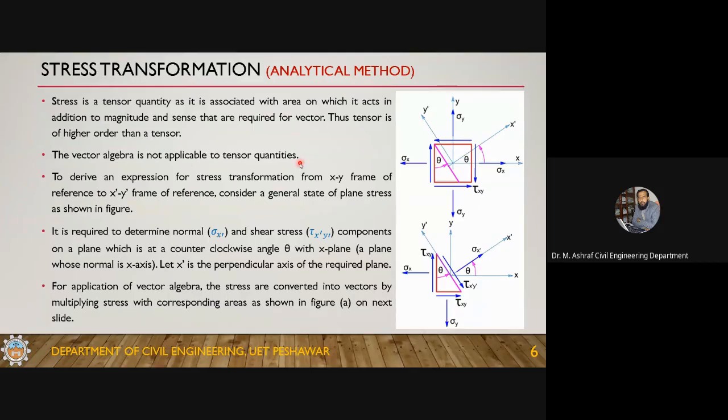Because you cannot add them like vectors. If the stress is acting in the X direction, and then in the Y direction, using the head to tail rule and vectorial algebra you just add them to get the result, and you cannot apply that to the stress quantity. Okay, you will have to develop some separate expression for the transformation of stresses.